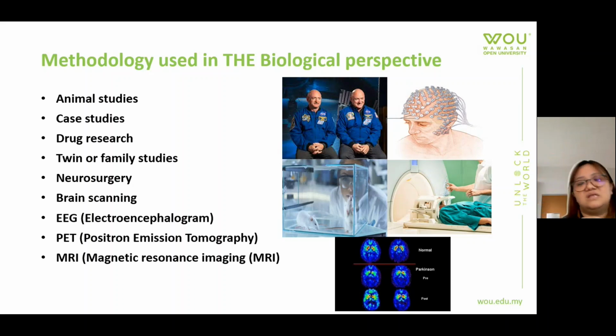So normally PET is quite commonly used on Parkinson's and dementia patients, where researchers want to understand the differences between a normal person's brain and the Parkinson's brain, the activity when they perform a certain task. Yeah. And the MRI is very straightforward.